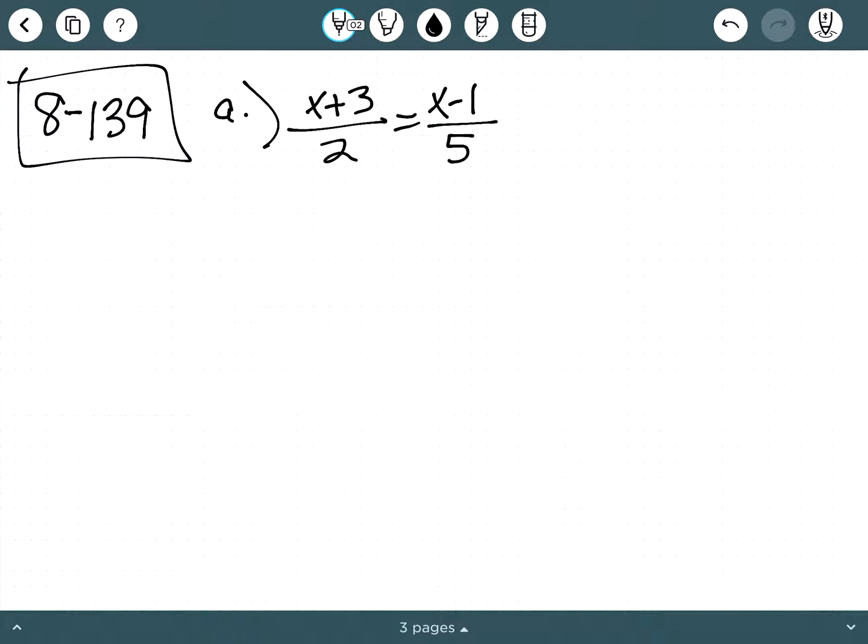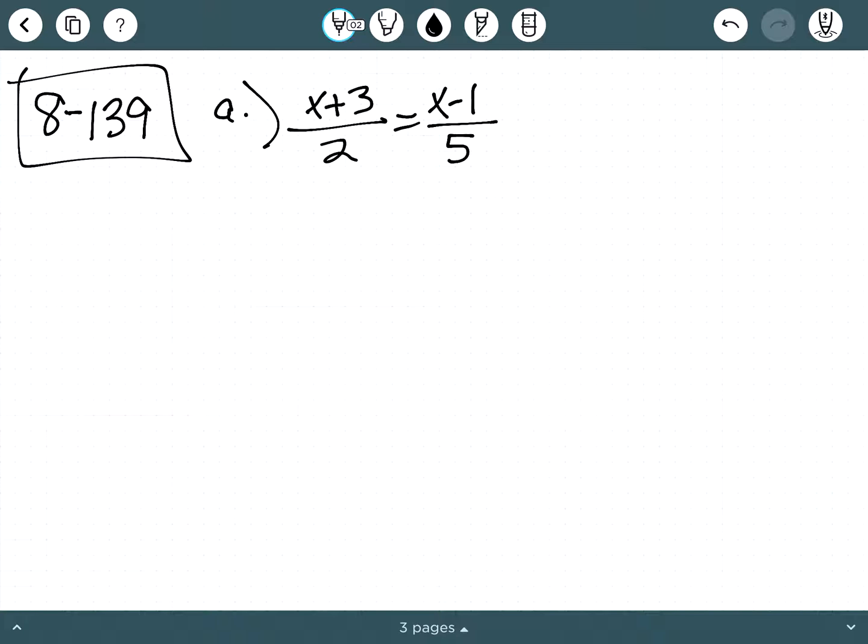Okay, here I have the walkthrough video for closure problem 8.139. It tells us to solve each equation or system of equations. Part A is an equation, and it might look a little bit intimidating because it has fractions, but it's really not that bad. My preferred way for solving this would be cross multiplying.